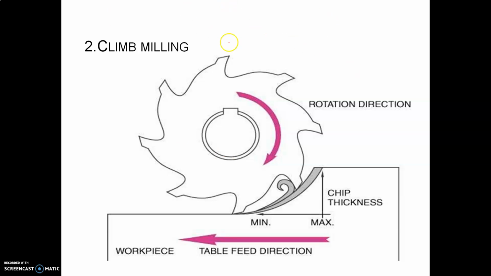So this is the graphical representation. The rotation direction and the moving of the workpiece are both in the same direction. The chip removed at the starting is maximum, and at the end it is minimum. Climb milling, sometimes called down milling.